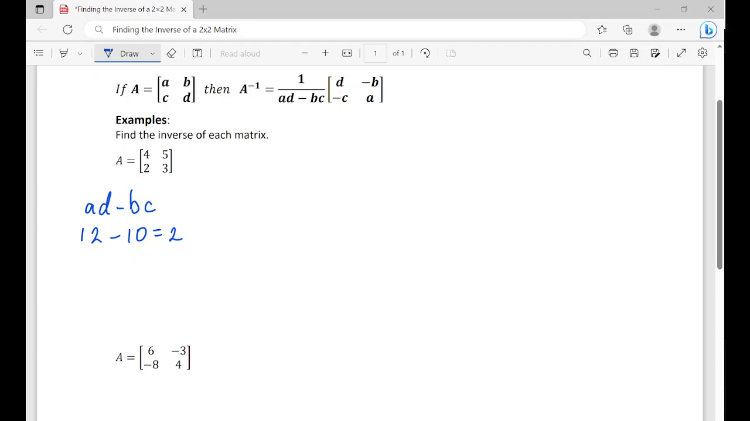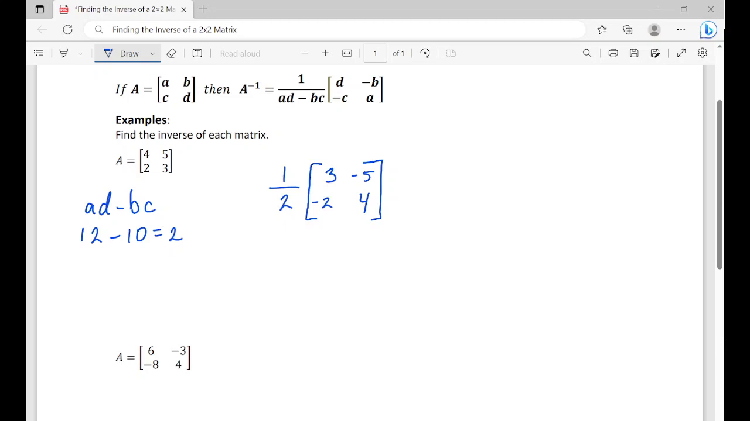So there's that, and now I can do my 1 over AD minus BC, and I'm going to multiply it by the matrix D, negative B, negative C, positive A. So A and D are flipping, so 3 and 4 are changing position, so this is going to be 3 and this is going to be 4. And then 5 and 2 are going to flip signs, so negative 5 and negative 2. So I just switch positions for A and D and switch the signs of B and C.